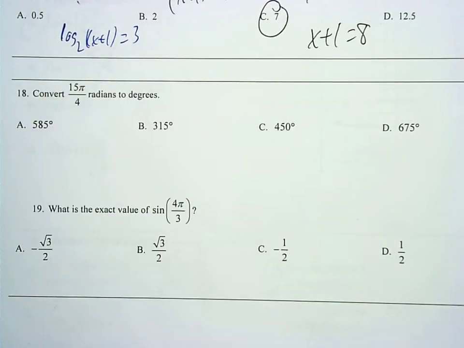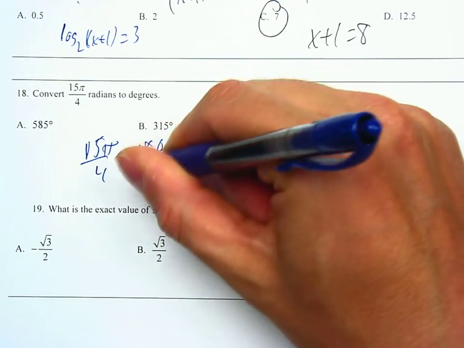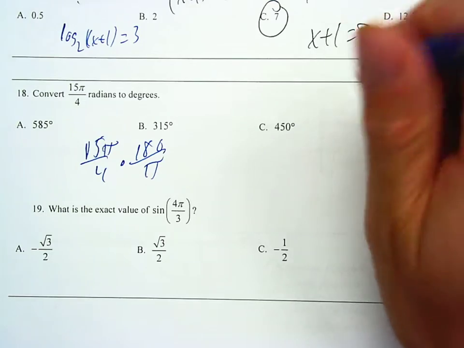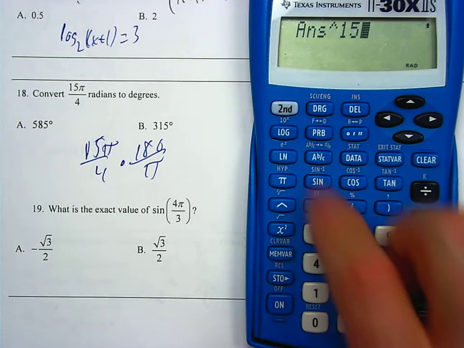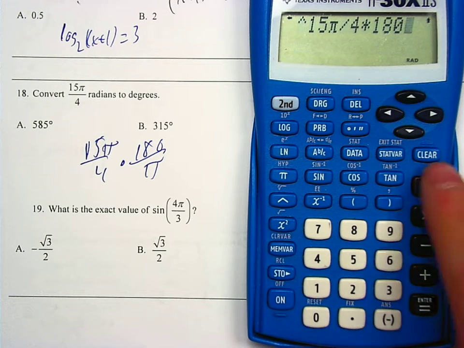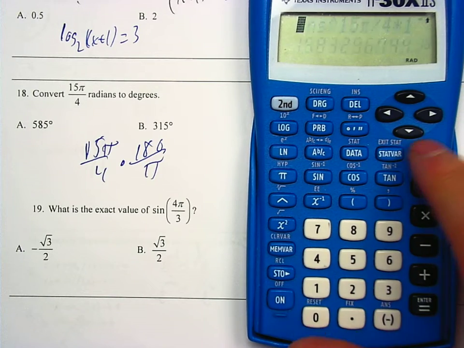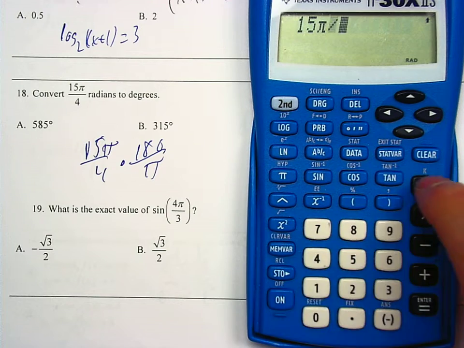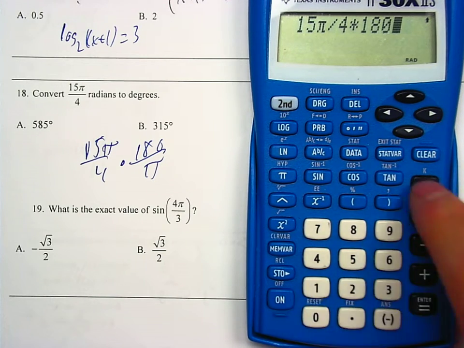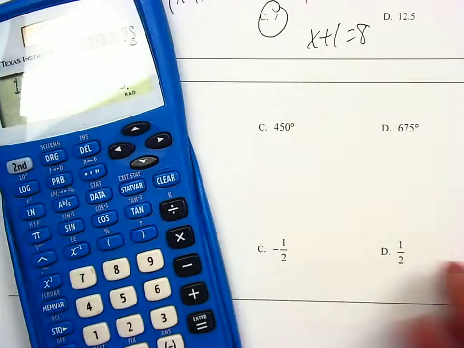Moving along. Question 18. Convert radians into degrees. So we're timesing by 180 over pi. The pi's will cancel because they're on the top and the bottom. So I got 15 pi divided by 4 times 180 divided by pi. That's what I wanted. 675 degrees.